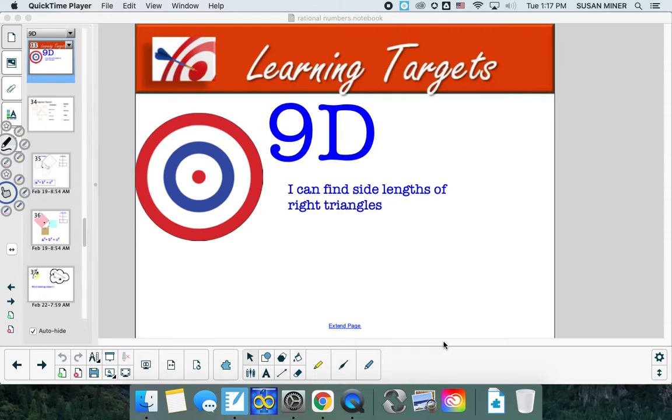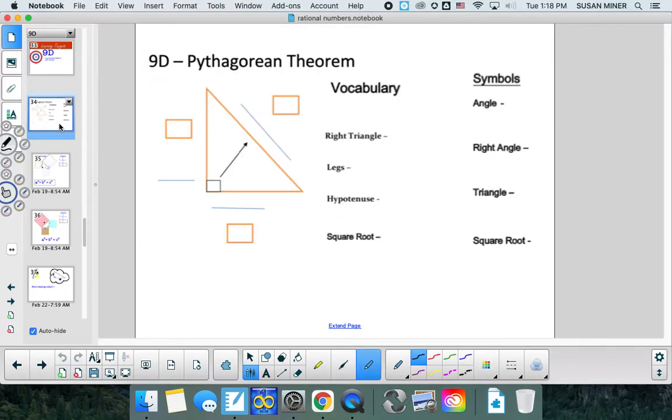This is Ms. Miner, and this is assignment 9D. Today our goal is to be able to find the side length of right triangles. This is related to solving equations with radicals, and we're going to find out how this is related to what we've been doing in this unit. We're going to start off by reminding ourselves of a few things about right triangles. We're going to do a little bit of vocabulary here.